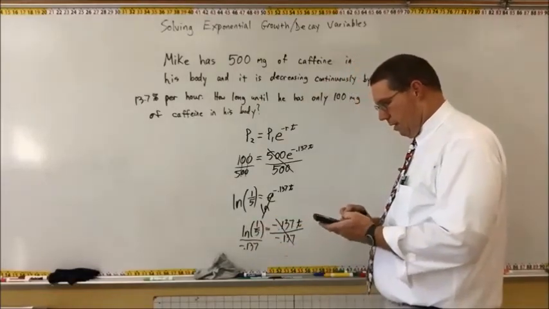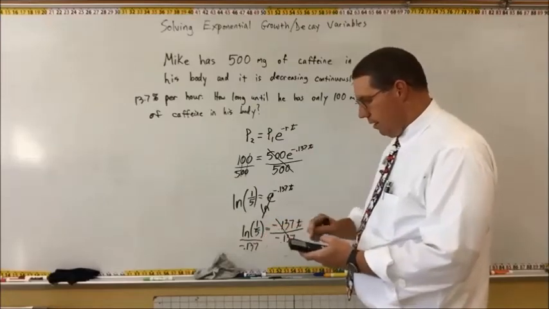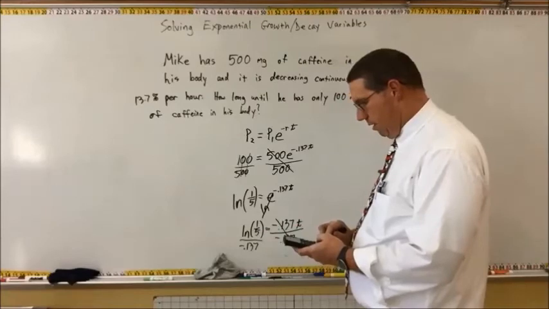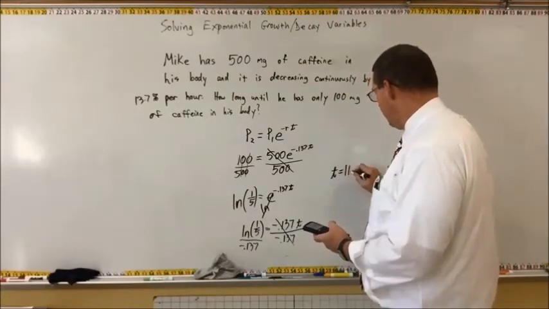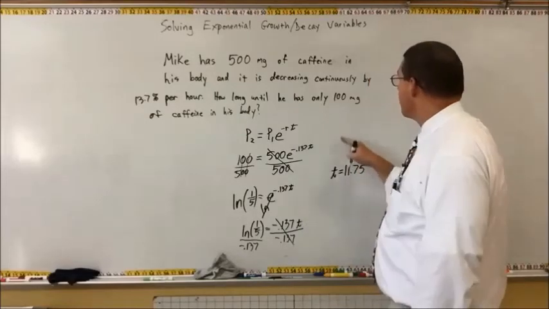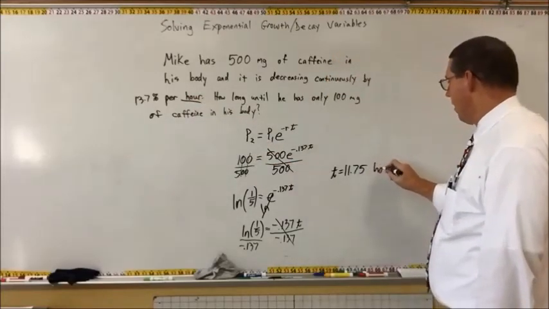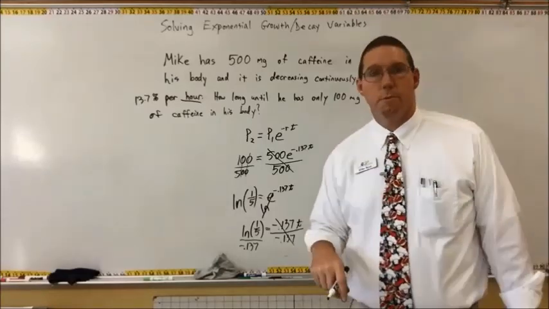So I'm going to hit ln, 1 divided by 5, close parenthesis, divided by negative 0.137, and time is equal to 11.75. It's in hours. So 11.75 hours until the caffeine is down to 100 milligrams.